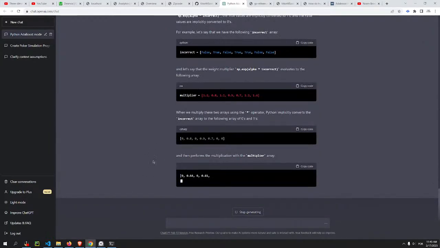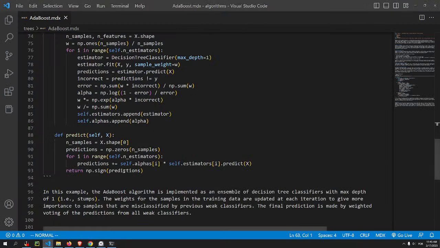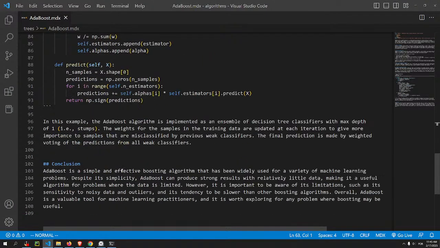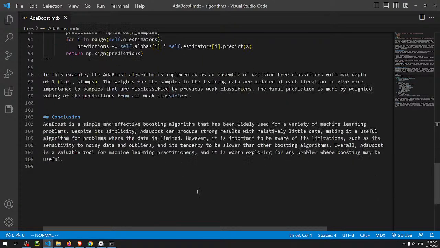I'm going to put this article there on the website. AdaBoost is a simple and effective boosting algorithm that has been widely used for a variety of machine learning problems. Despite its simplicity, AdaBoost can produce strong results with relatively little data, making it a useful algorithm for problems where the data is limited. However, it is important to be aware of its limitations, such as its sensitivity, and so on.